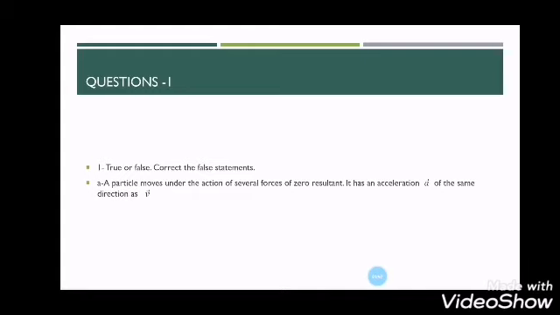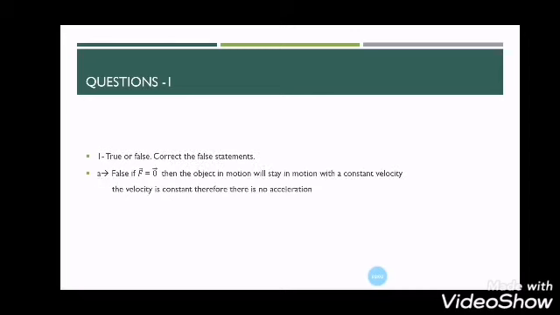1. A particle moves under the action of several forces of zero resultant. It has an acceleration A of the same direction as V. So this statement is false because if the resultant of the force is 0, it means M times A equals 0, which means that M cannot be equal to 0. M is the mass. It can never be equal to 0. So, of course, A is going to be equal to 0.